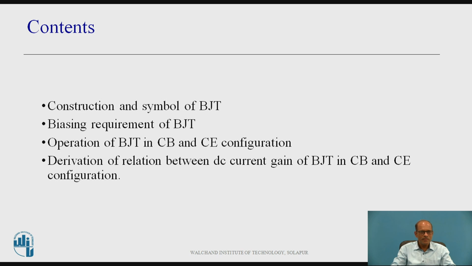Contents: construction and symbol of BJT, biasing requirement of BJT, operation of BJT in common base and common emitter configuration, and derivation of relation between DC current gain of BJT in common base and common emitter configuration.